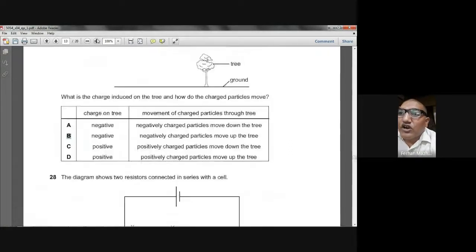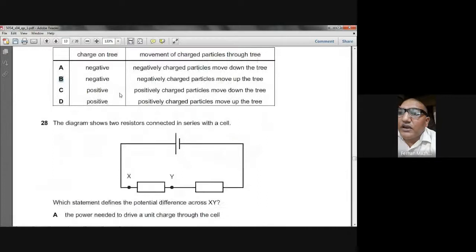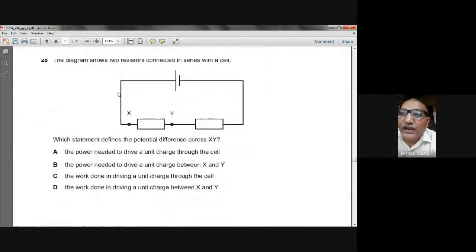So here we go. Question number 28 is coming up on your screen. The diagram shows two resistors connected in series with a cell. Which statement defines the potential difference across the XY? Across the XY, the potential difference is the amount of electric energy converted into any other form of energy when unit charge flows from X to Y.